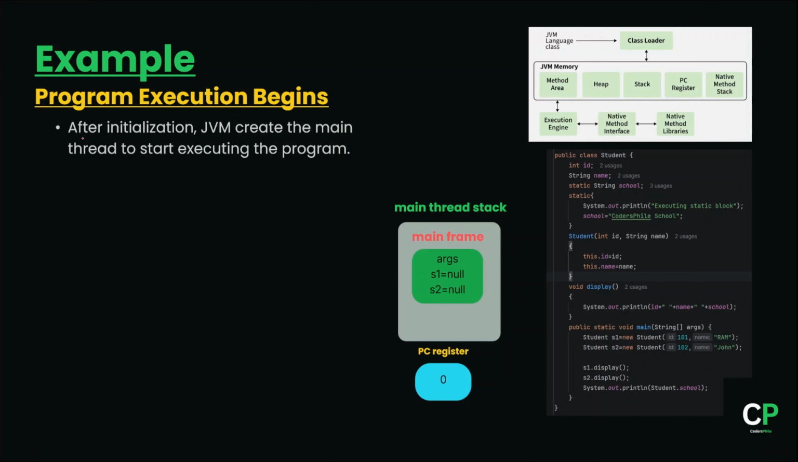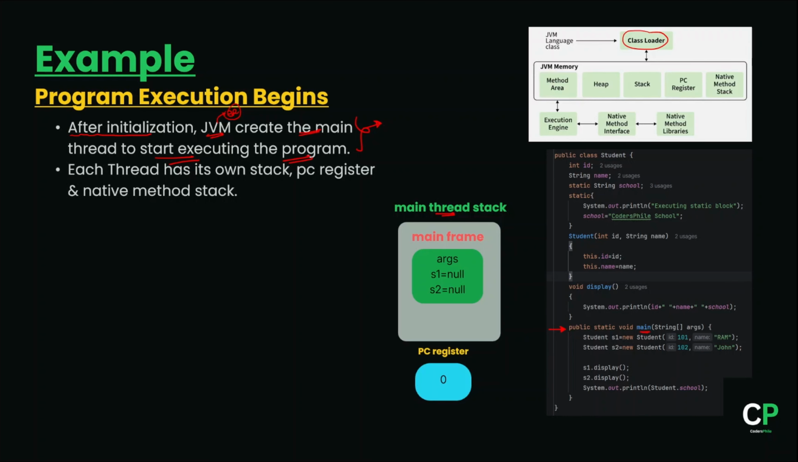So what happened? After initialization, the JVM, which part of the JVM? The execution engine will create the main thread to start executing the program, since in Java, everything is executed by a thread. By default, the execution engine creates one main thread, and this main thread starts its execution from the public static void main method.